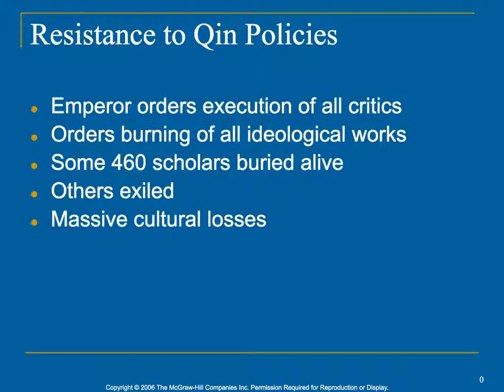And when Qin comes to power, very quickly he orders the execution of all critics. He doesn't want anybody criticizing his rule, including family members, half-brothers, even his mother, to a certain degree. And he orders the burning of all ideological works. So you have Taoism and Confucianism ideology kind of stamped out during this time period. He actually even orders the execution of 460 scholars by burying them alive. I mean, this guy is ruthless. Okay, and there's massive cultural loss during this time period, but he cements his rule on China.